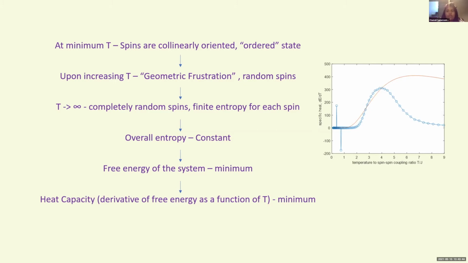At a very high temperature, at infinite temperature, the spins are completely random and each spin will have a finite entropy. So the entropy will be a constant, which means the free energy of the system, from which the heat capacity could be derived, becomes minimum. So when we increase the temperature, the heat capacity decays and plateaus.